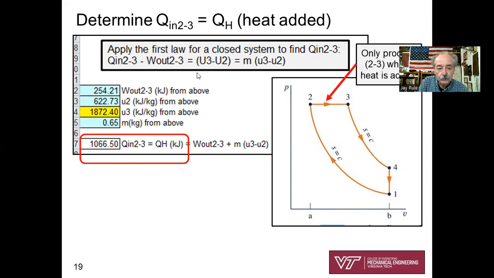Q in from 2 to 3 minus the work out from 2 to 3, just found it, equals M times little u3 minus little u2. And we've got all that information. T3 was given, so we looked up U3, 1872.4. Looked that up in table A22, wrote down all of our known information to get Q in from 2 to 3, that's QH, 1066.5 kilojoules. Man, seems painful, but we're on the home stretch.